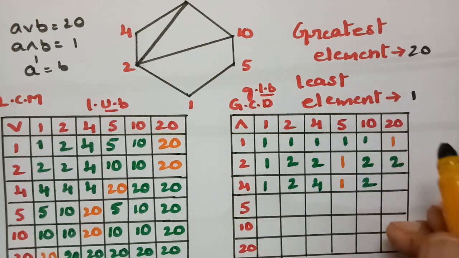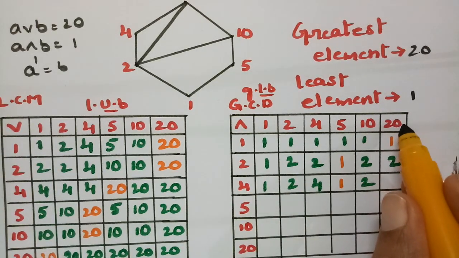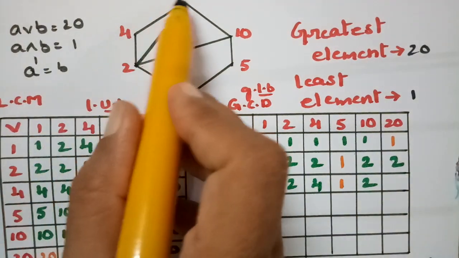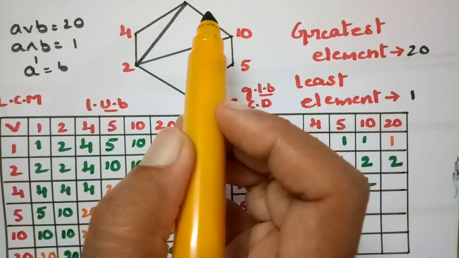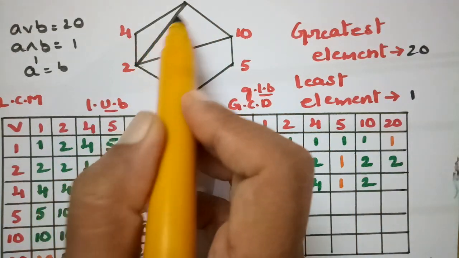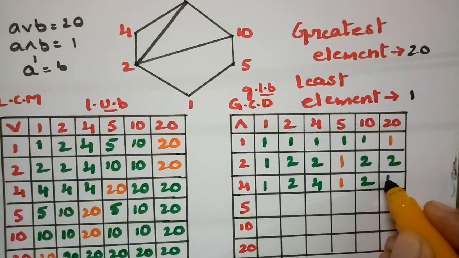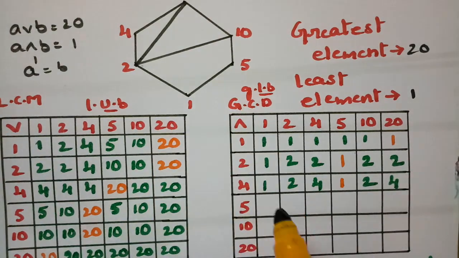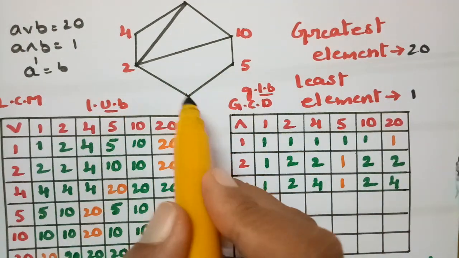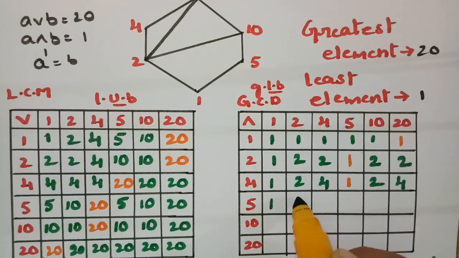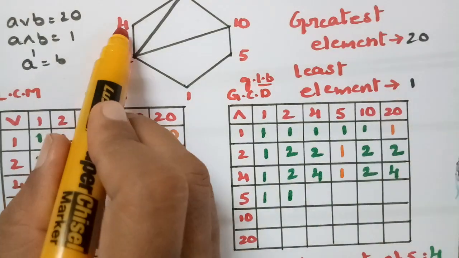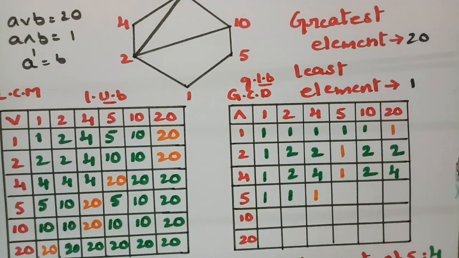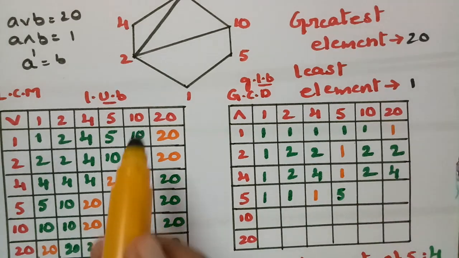Or else take the GCD of two elements. It is very easy. 4 and 5, the greatest common factor. For 4 and 20, the greatest lower bound here is 4. Among 5 and 1, the greatest lower bound here is 1. Among 5 and 2, the lower bound here is 1. And among 4 and 5, they meet at a point 1 here. The lower bound is 1. And among 5 and 5, the greatest lower bound is 5.